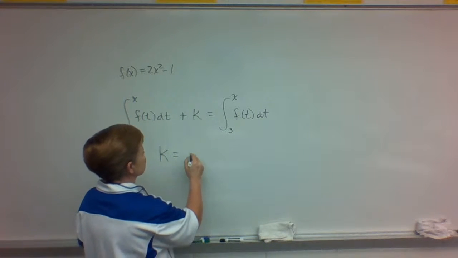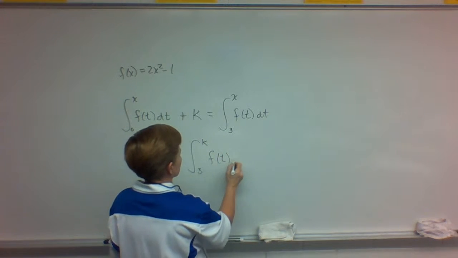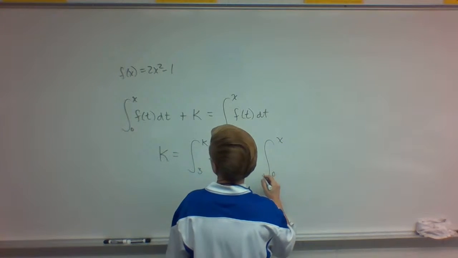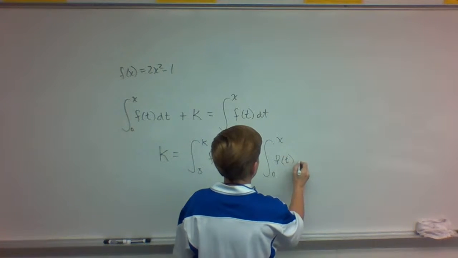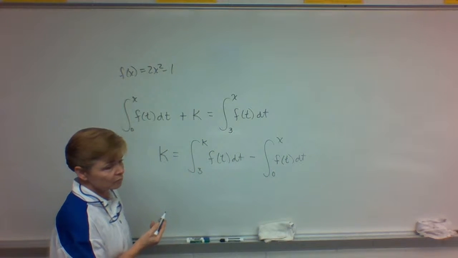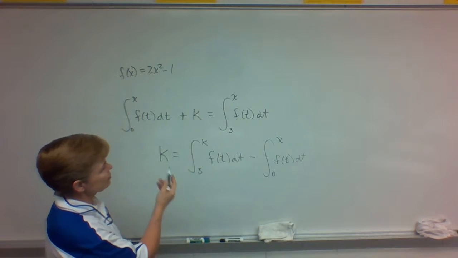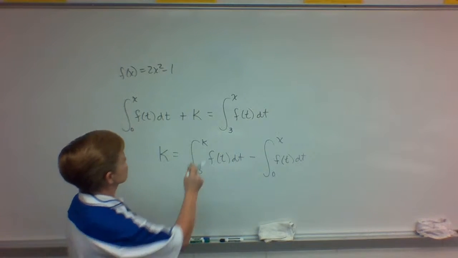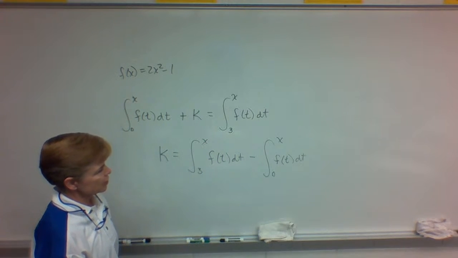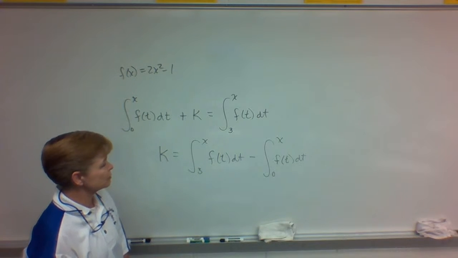K is going to be this integral minus this integral. That's just a simple algebra move. Just kick that over and subtract. That's what k is. But now you've got to say, well, I still, sorry, this is an x. Sorry about that. Okay.